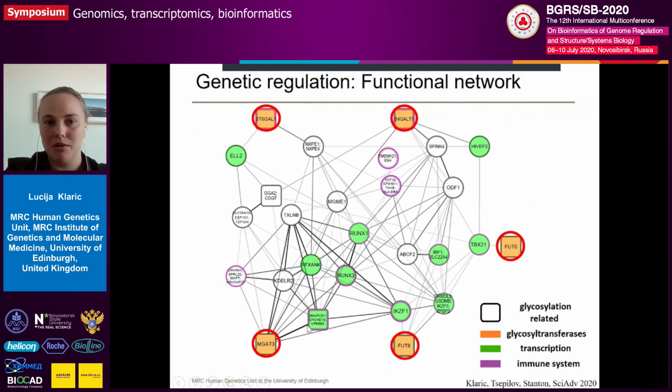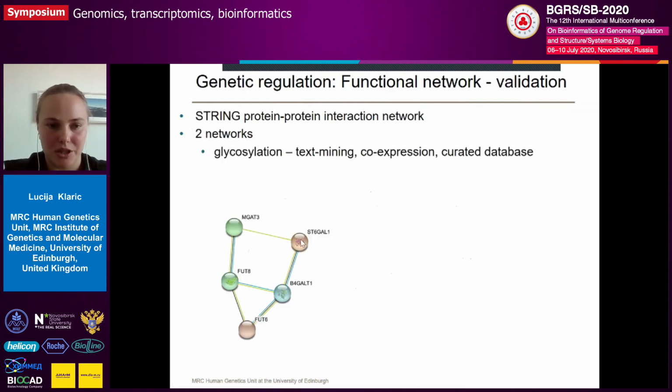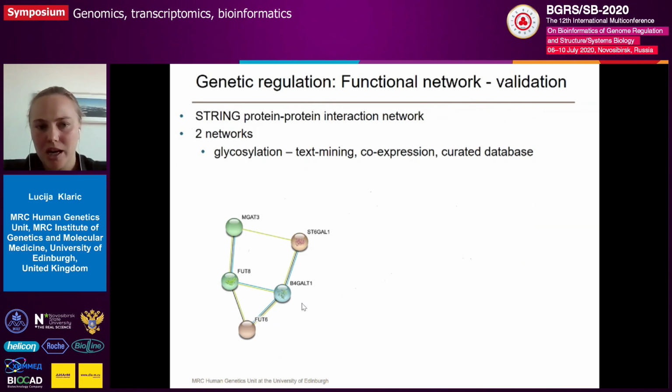Can we validate it somehow? First, we looked in the STRING protein-protein interaction network. You just submit your list of genes and see which genes are part of the different networks. And it came up with two networks. One is glycosylation. So you see here we have exclusively glycosyltransferases, and this is based on the KEGG pathway of glycosylation. And then there was this other network which is transcription related.